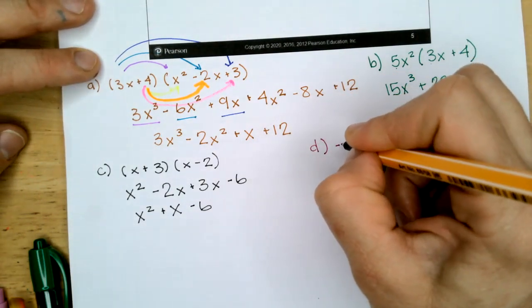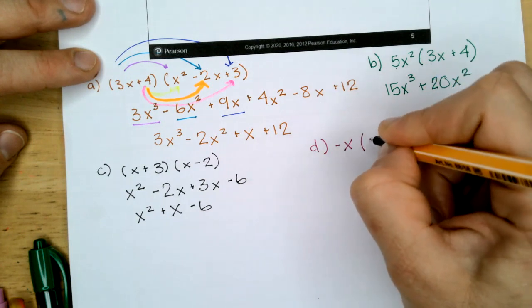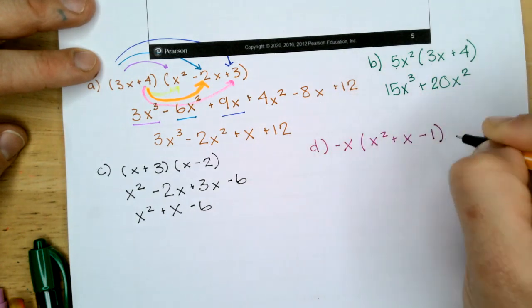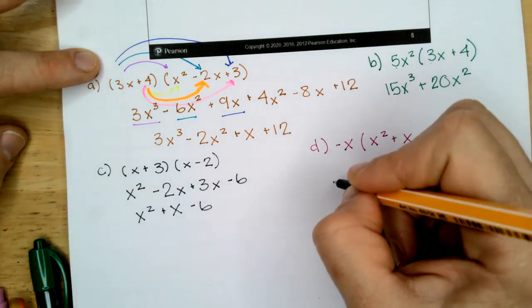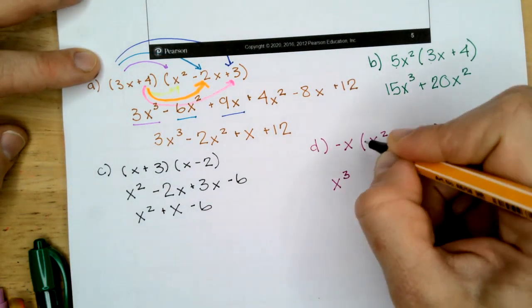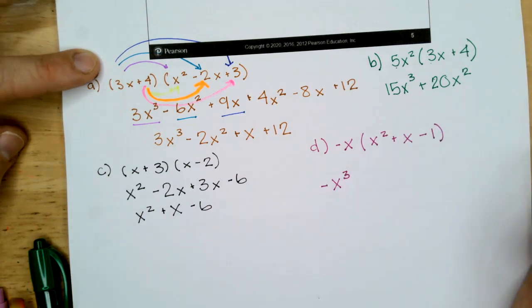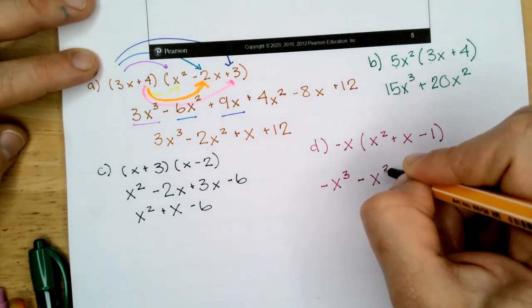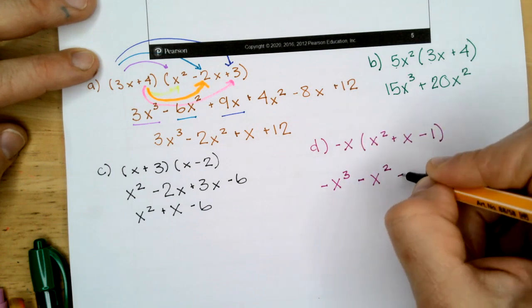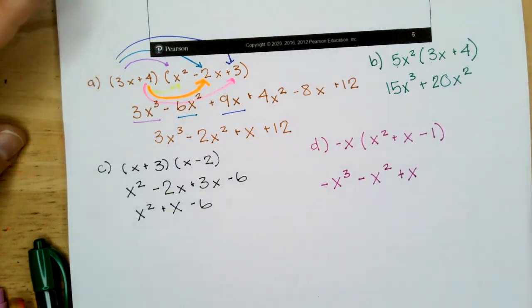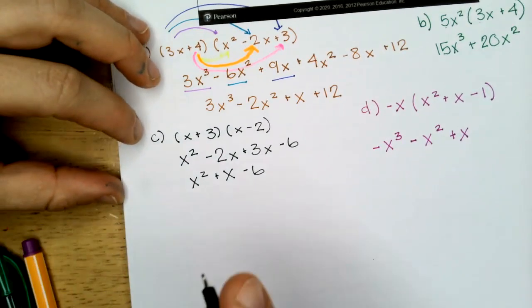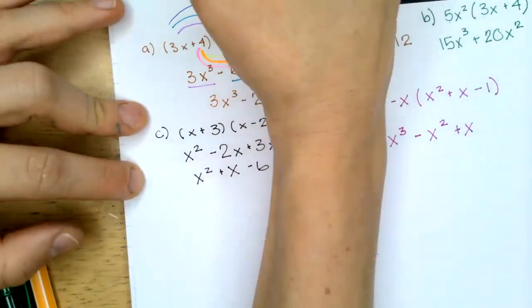D asks us to distribute a negative x through x squared plus x minus 1. Negative x times x squared is negative x to the third. Negative x times x is a negative x squared, and then a negative x times a negative 1 is a positive x. That's all you can do. That is in its simplest form. And then I wanted to add 2 more examples, E and F.